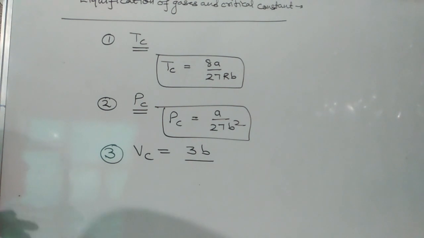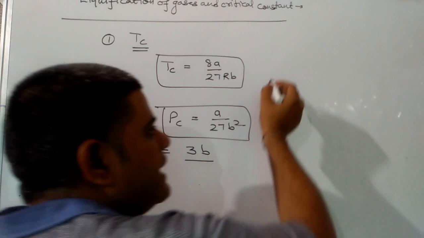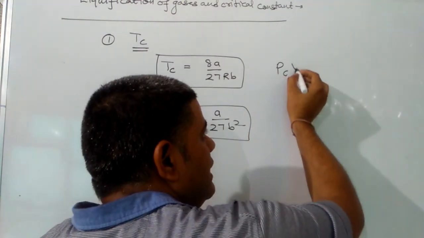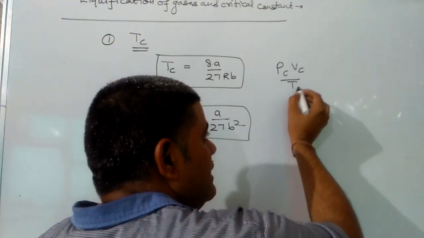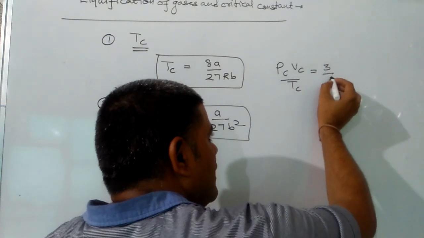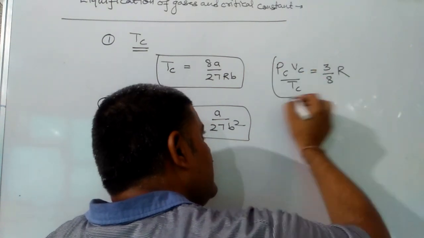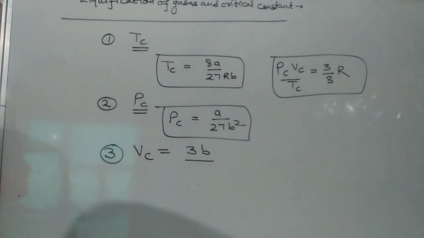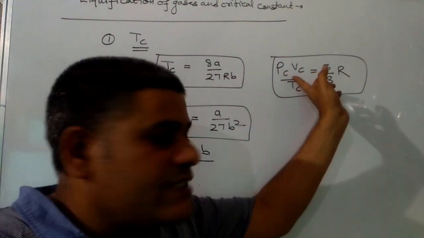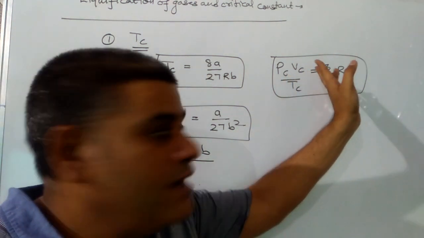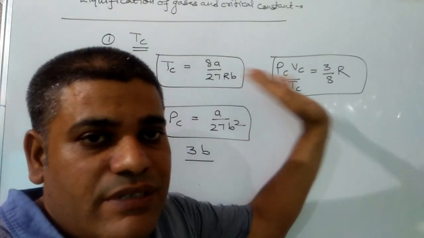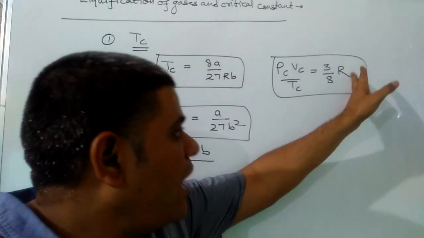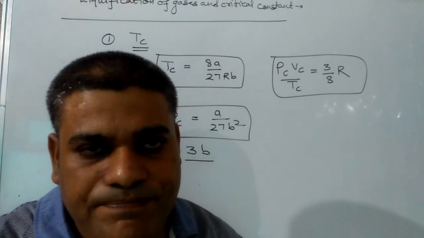Now we can relate all these three. These three can be related by this formula: Pc into Vc over Tc is equal to 3 by 8 R. This relation has been asked in your board and competitive exams, where Pc is critical pressure, Vc is critical volume, Tc is critical temperature, R is universal gas constant.